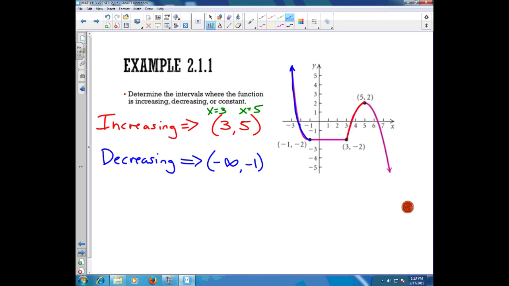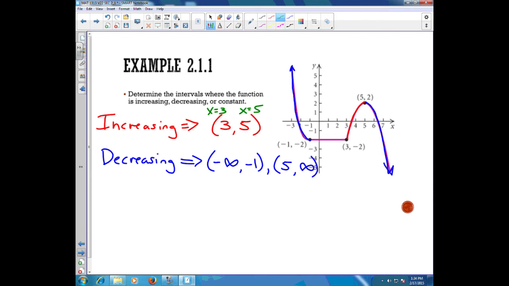But that's not the only place where the function's decreasing. Beyond x equals 5, the function is also decreasing. So negative infinity to -1, and then positive 5 to positive infinity. Those are our two intervals where the function is decreasing. Notice these are separated by a comma.